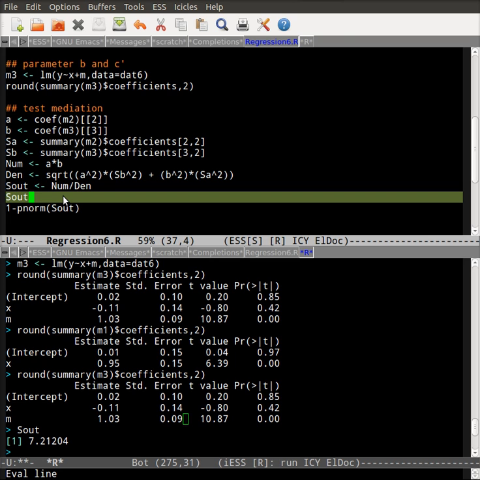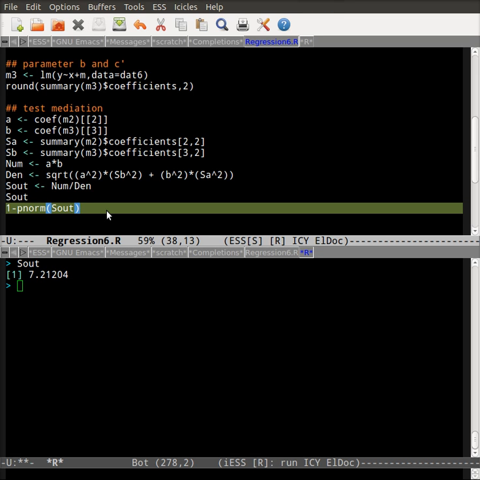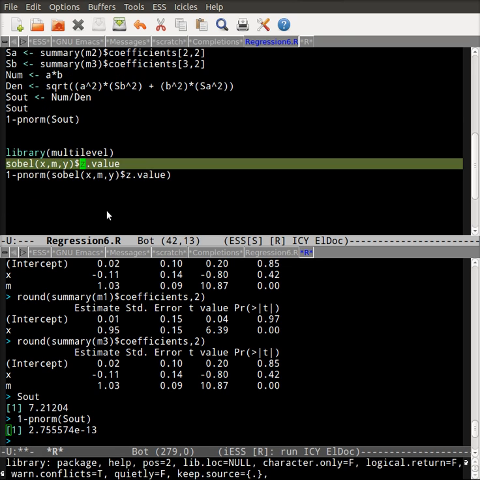After you calculate that out, we've got a number that's 7.21204. And that is essentially a Z. Now, remember that for Z-scores, we know that 1.96 is approximately 95%, right? We've learned that a long time ago. But take a look at this. This is the p-value associated with a Z of 7.2, which is 2.75 times 10 to the minus 13th. So that's a teeny tiny number. And that's the p-value associated with that Z.